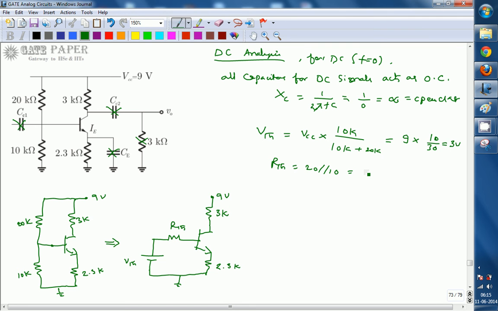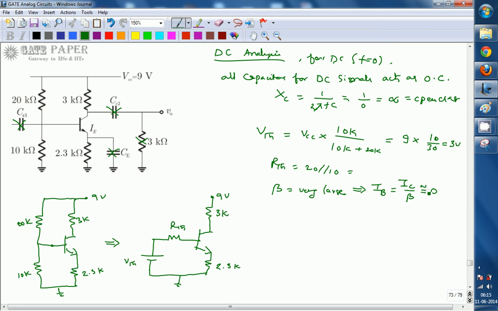But in this one, given beta is very large, you can always neglect IB. IB is IC by beta, and something divided by a very large value is treated as approximately 0. So the IB value is going to be treated as 0. Whenever beta is very large, you can directly assume IB can be neglected.